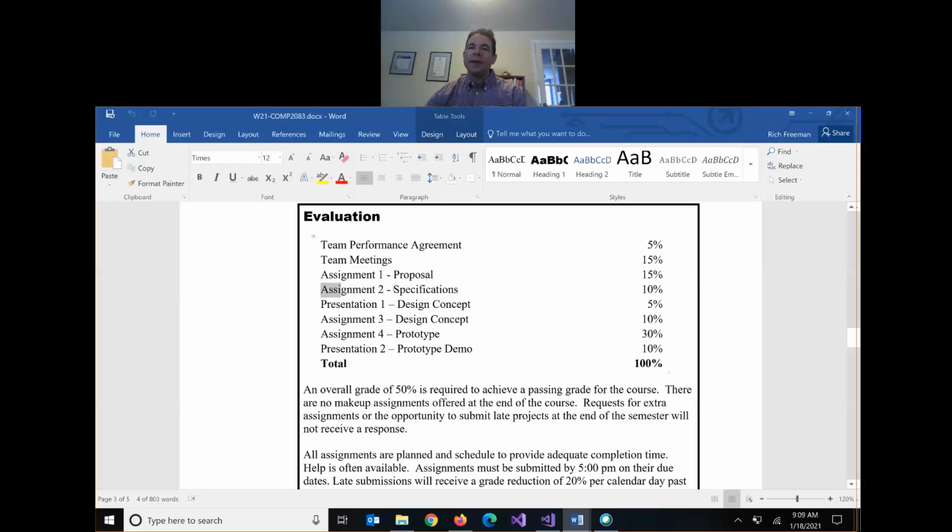Assignment 2 is creating the specifications. The proposal is kind of like the high level, the big picture of what the application is going to look like. The specification is then taking that big picture and laying it out very specifically, all the exact features your application is going to have. And then within those specifications, you can start to prioritize them and assign them to different people.